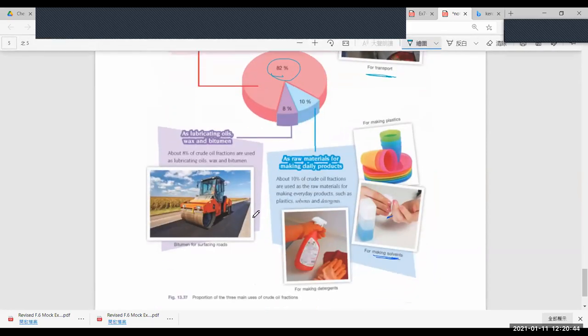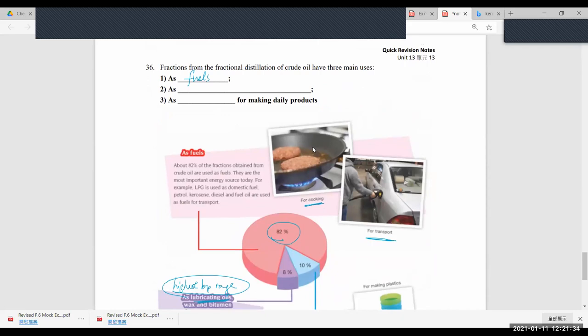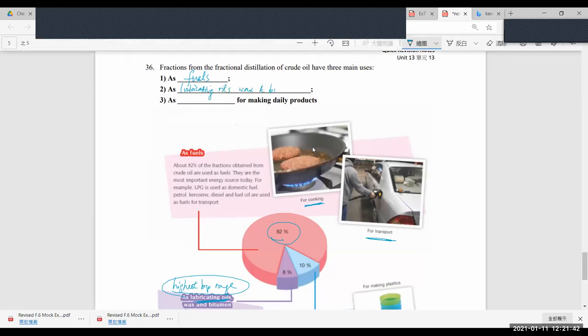Second, the ones which have a higher boiling point range. Somebody would think that those hydrocarbons are of no use because they can hardly burn. But people are so clever. They make use of them as lubricating oil, because it is very viscous. As I said before, the higher the boiling point, the more viscous the fraction. So I use it as lubricating oil, and wax and bitumen for those with a much, much higher boiling point range.